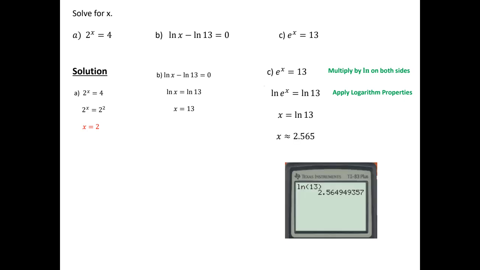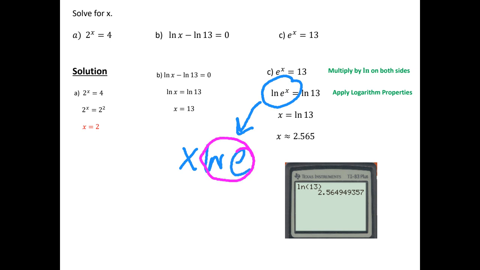Okay, so for this right here, if I use the power rule, I get natural log of e, and this right here is equal to 1. So we get x. So that's how we end up with just the x right here. So x is equal to natural log of 13, and natural log can be put into your calculator. So in your calculator, we would enter natural log of 13, and we would end up with 2.565.